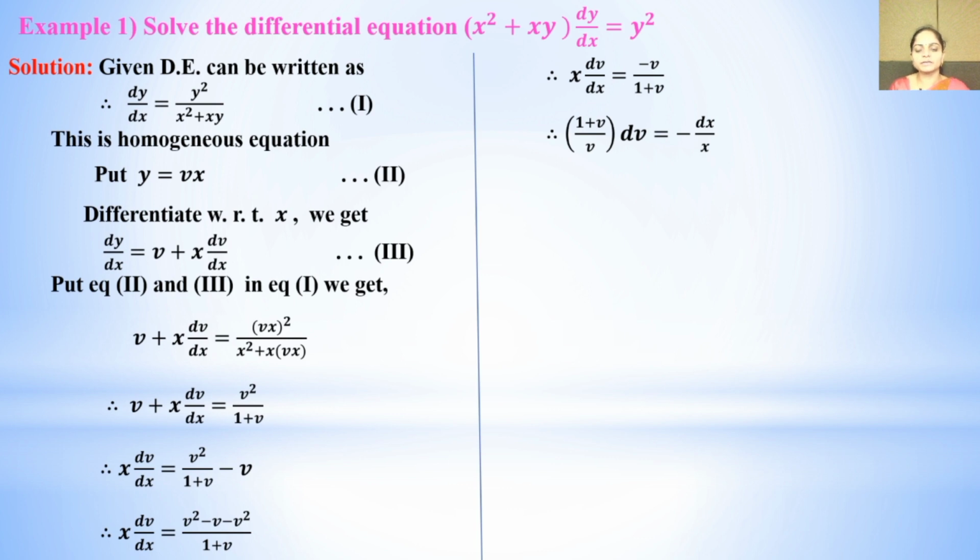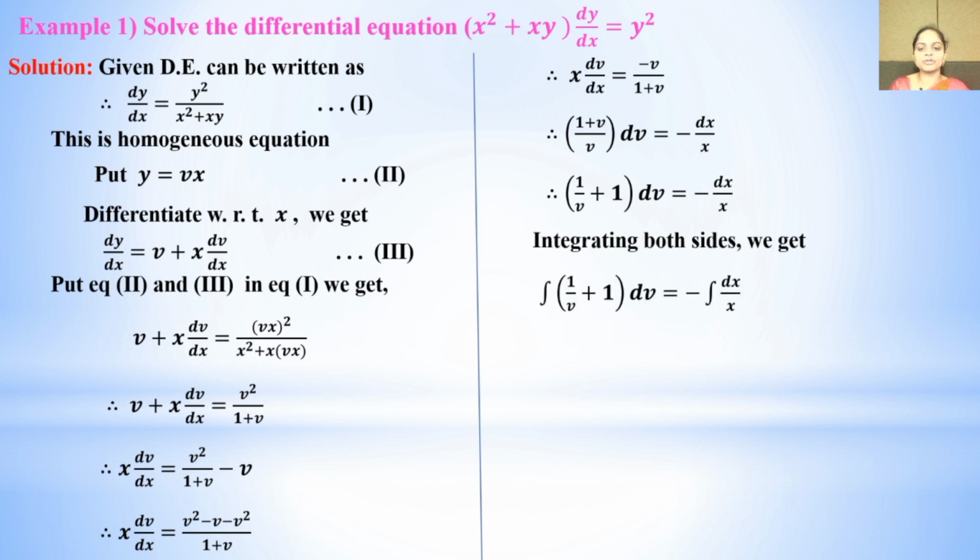On separating the denominator on the LHS, we get 1 divided by v plus 1 into dv is equal to minus dx divided by x, which is our variable separable form. On integrating, we get the general solution. So, integrate both sides. We get integration of 1 upon v plus 1 dv is equal to minus integration of dx divided by x.